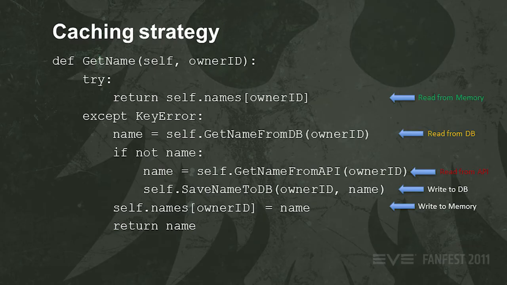And here is a typical caching strategy that I employ. It's in Python. It's better to ask for forgiveness than permission. So we just do a direct lookup into the self-names dictionary, and if we can't find it there, then we try the database. If we can't find it there, we try the API, and if we find it in the API, we save it to the database, and if we had not found it originally, we save it into memory, and then we return it. So this is a very typical caching strategy that I employ in these examples, and I would urge you guys to do the same.